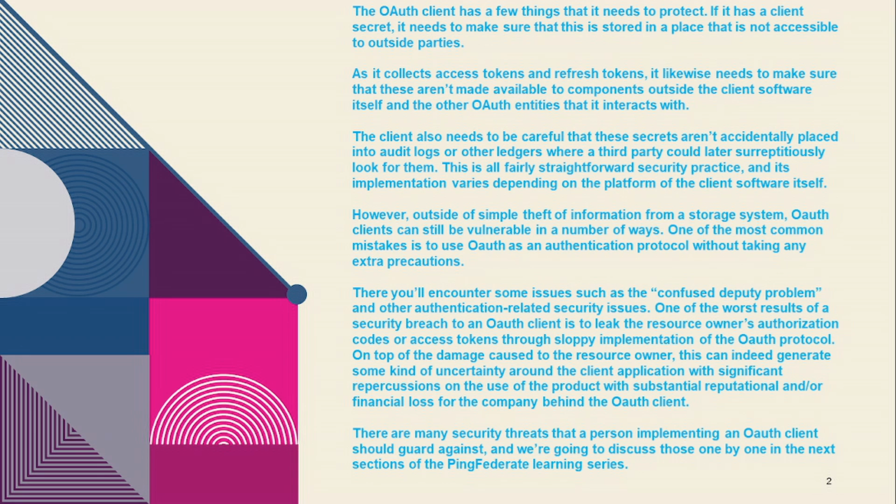There are many security threats that a person implementing an OAuth client should guard against, and we are going to discuss those one by one in the next section of the Pinkfield Learning Series. In the coming section, we'll try to understand all those things which need to be ensured. It's not only the authorization server that has to keep everything secure, it's everyone. In OAuth we have the authorization server, the resource, and the client. All are playing some role, and all have to ensure some security measures. If they're not ensuring them, it can be an issue for the entire system. That's what we are trying to understand one by one.